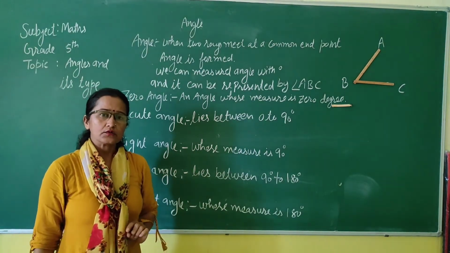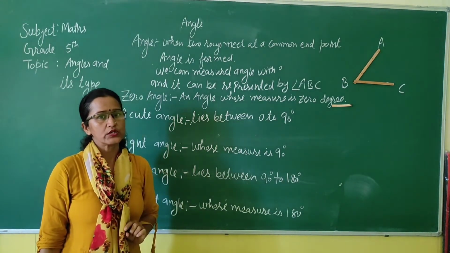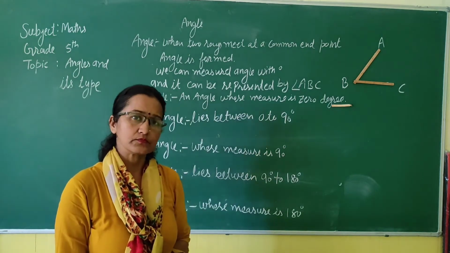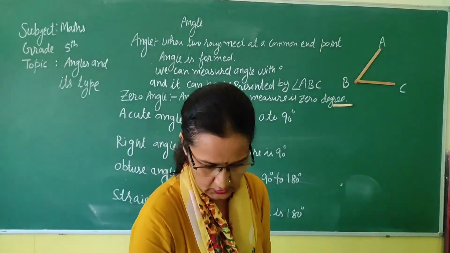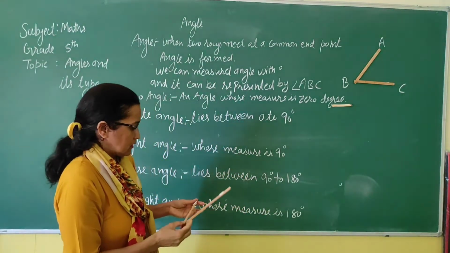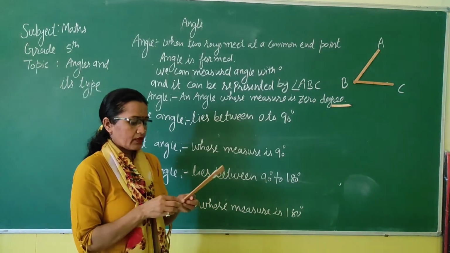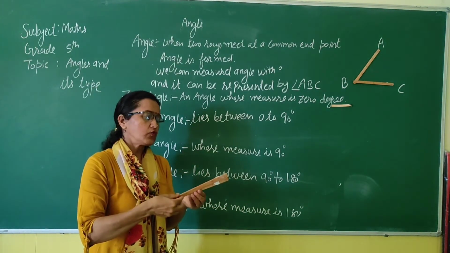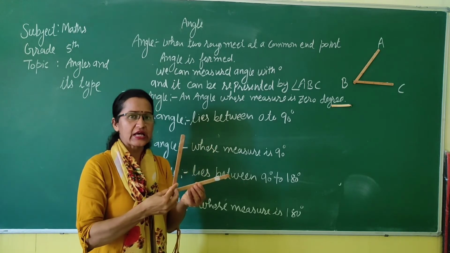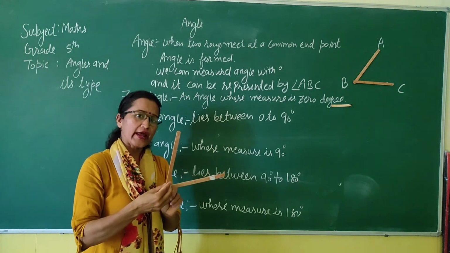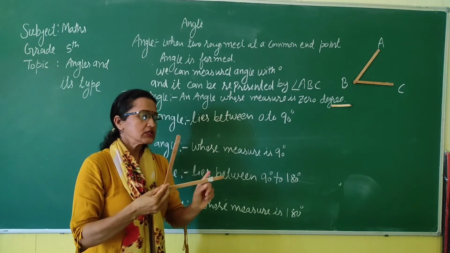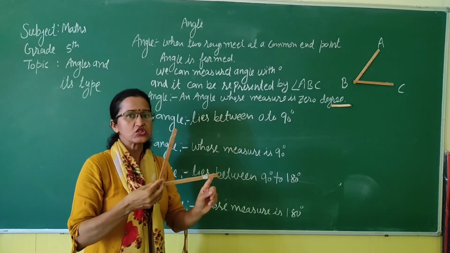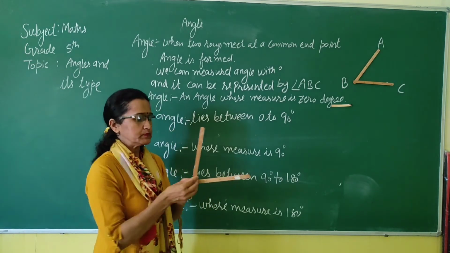Acute angle. Those angles which lie between 0 and 90 degrees are called acute angles. This is a 0 degree angle. When we move this ray toward this side, then an acute angle is formed, because this angle lies between 0 and 90 degrees.